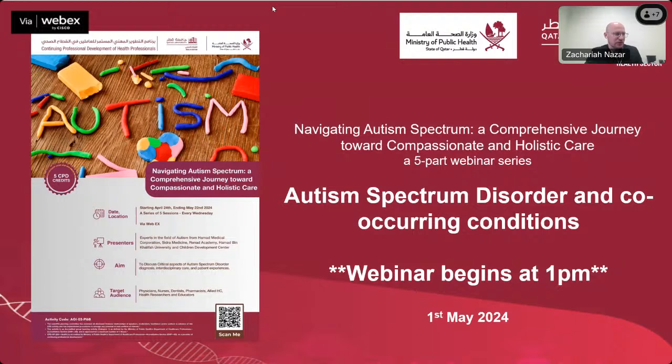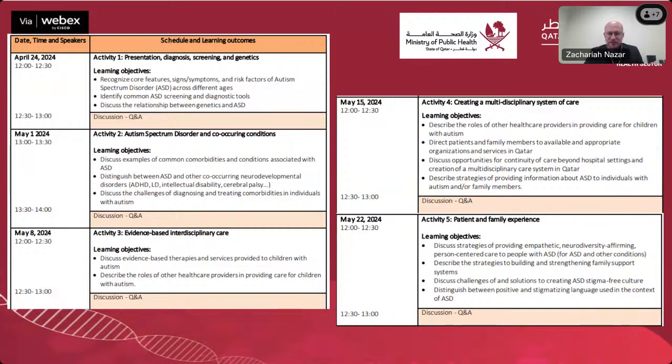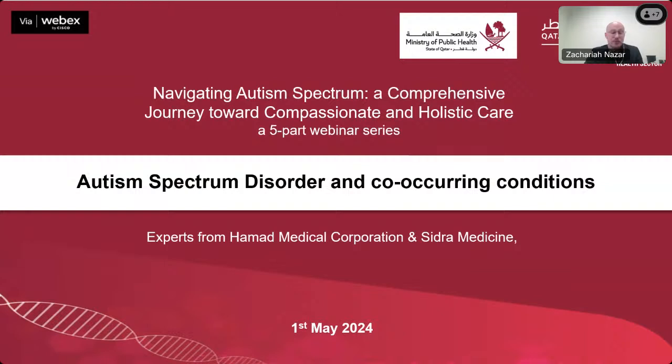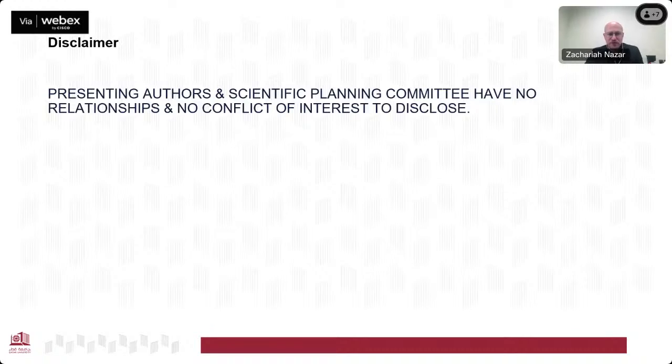Today's webinar is focused on autism spectrum disorder and co-occurring conditions. These are the 5-part series. Next week we'll be introducing you to evidence-based interdisciplinary care, and we have two further workshops after that. As I mentioned, today's webinar is focused on autism spectrum disorder and co-occurring conditions, and we have our experts joining us from Hamad Medical Corporation and Sidra Medicine.